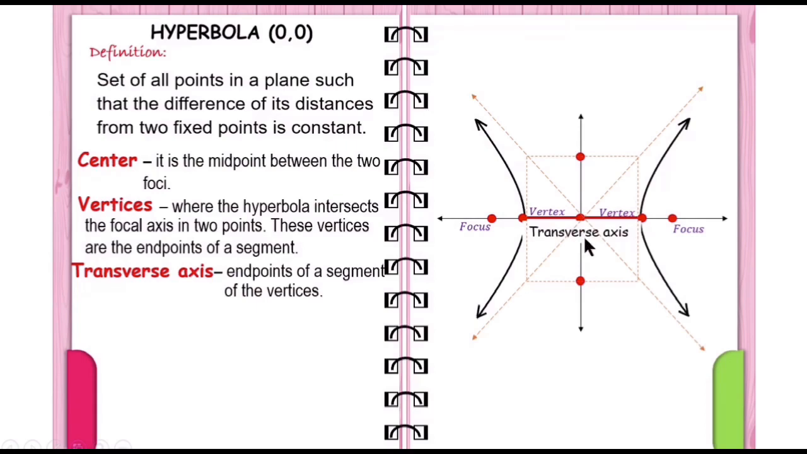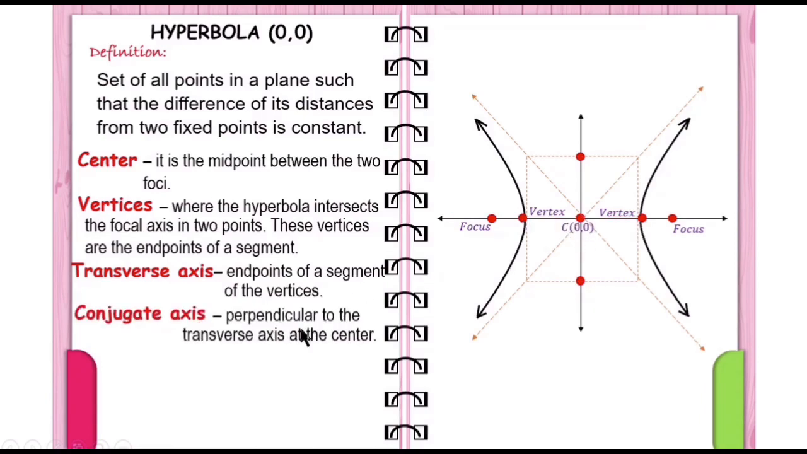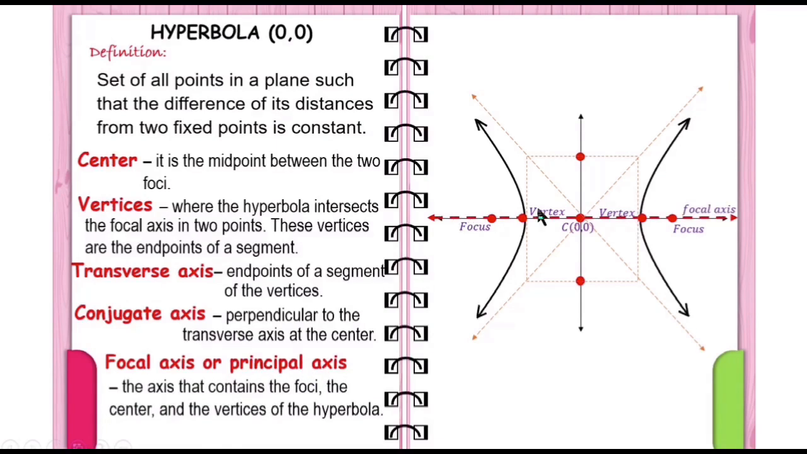Another axis that plays an important role in defining the hyperbola is the conjugate axis. It is perpendicular to the transverse axis at the center. This axis has no point in common with the hyperbola. Take note that to determine the vertices, we solve for A, and to determine the endpoints of conjugate axis, we solve for B. The axis that contains the foci, the center, and the vertices of the hyperbola is referred to as the focal axis or principal axis.